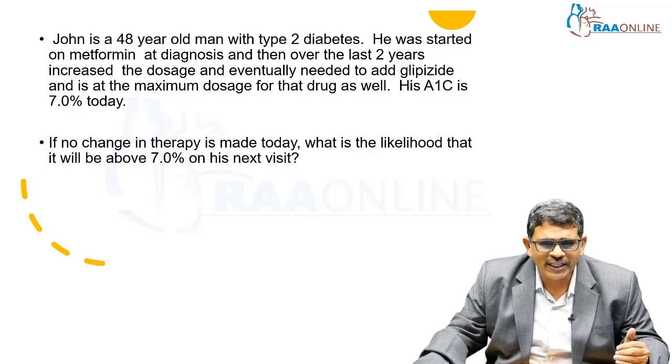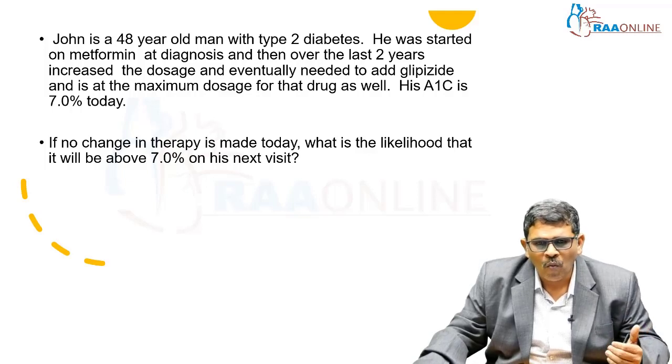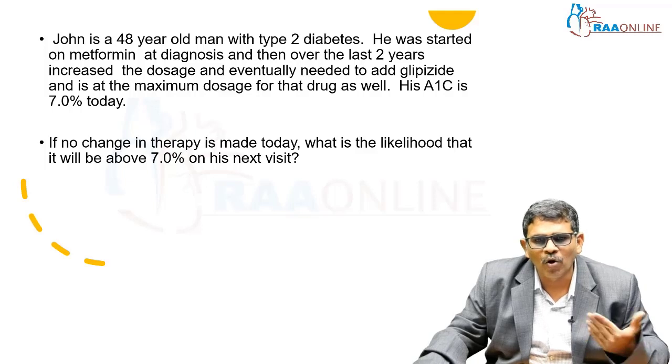If no change in therapy is made today, what is the likelihood that it will be above 7% on his next visit? The question is very simple. The patient is on the maximum dose of metformin and the maximum dose of the sulfonylurea, glipizide. His HbA1c is 7 as of now. If you make no change in therapy today, then at his next visit, which could be after 6 months, a year or even more, what are the chances that his HbA1c will be more than 7%?